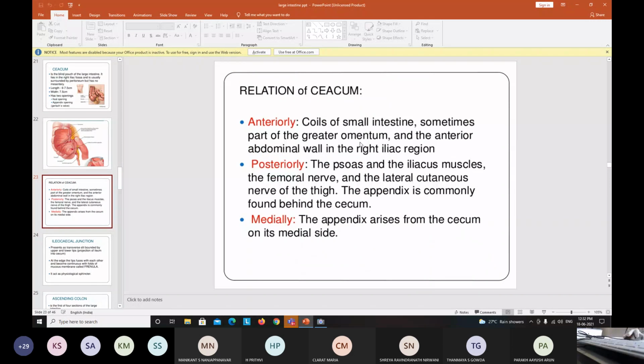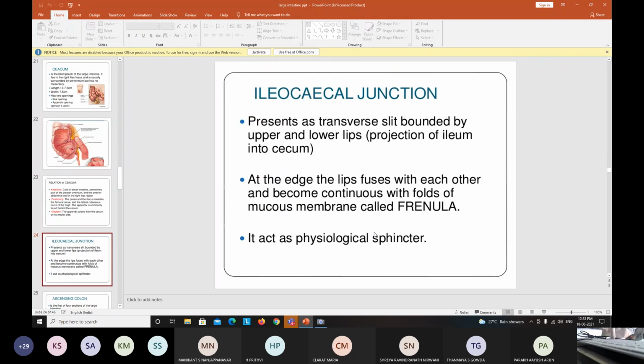Anteriorly, the cecum is related to small coils of the small intestine and the anterior abdominal wall. Posteriorly, there are some muscles. What are the muscles? Iliacus, psoas major, along with the femoral nerve. Medially, the worm-like structure coming is the appendix, posteromedially. So the ileocecal junction is where the large intestine starts.